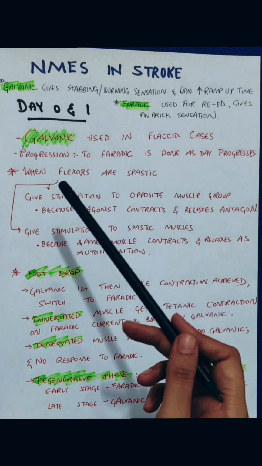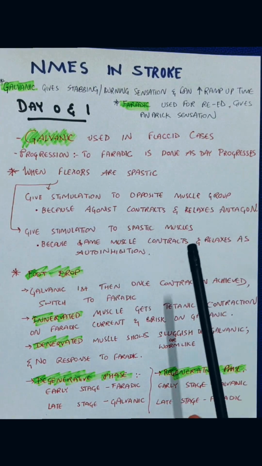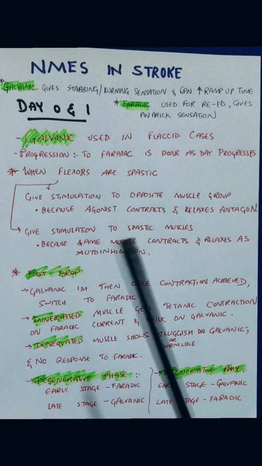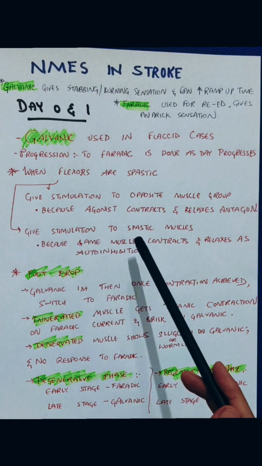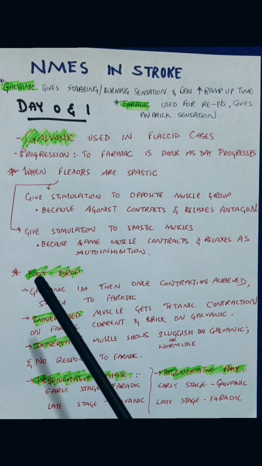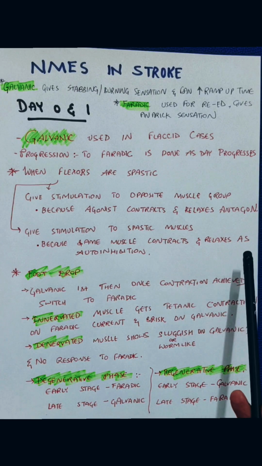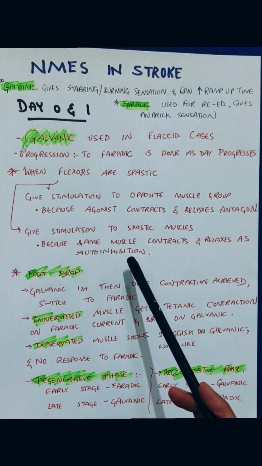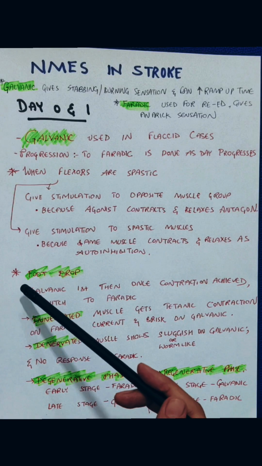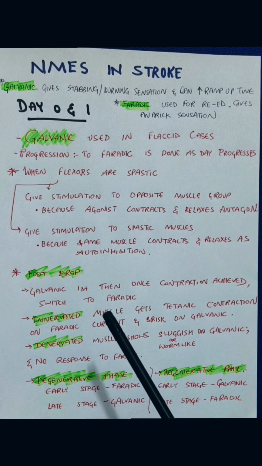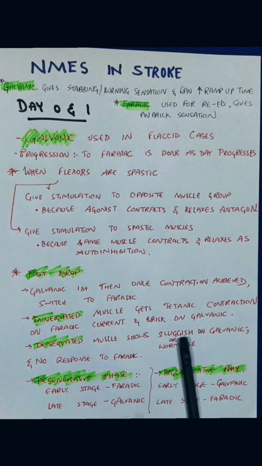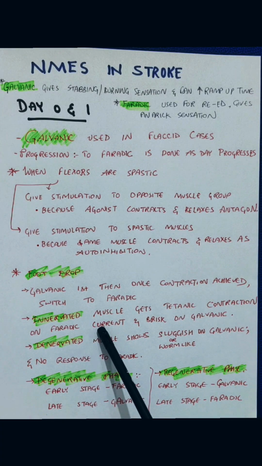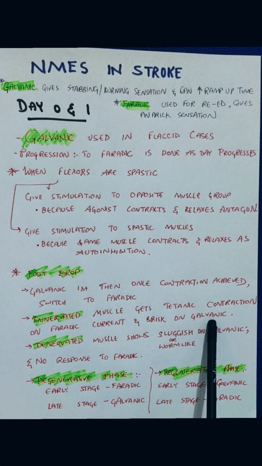When flexors are spastic, we can give stimulation to the opposite muscle group. Why? Because the agonist contracts and relaxes the antagonist. We can also give stimulation to spastic muscles. Why? Because the same muscle contracts and then relaxes, as seen by the auto-inhibition method. In case of foot drop, galvanic is used first, and then once the contraction is achieved, we can switch to Faradic currents. The innervated muscles get a tetanic contraction on Faradic current and a brisk contraction on galvanic current.